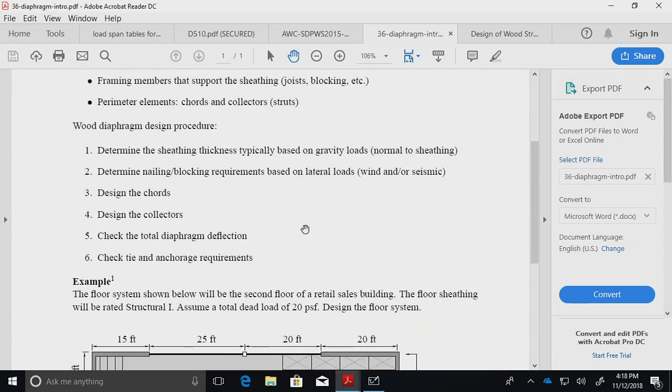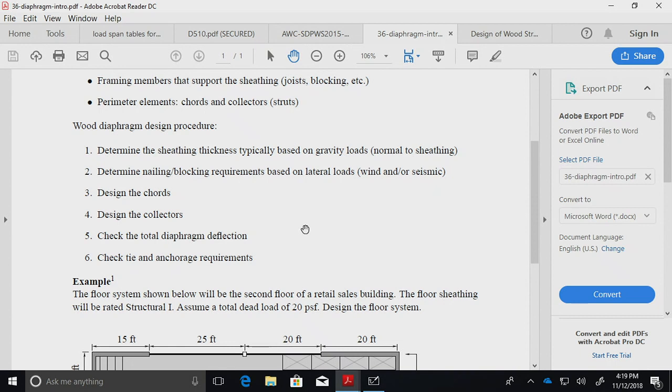And we should follow the stated design procedure as shown here. First, we have to determine the sheathing thickness based on gravity load, which is normal to the sheathing. It is the same schedule as we have done for structural panel design. Secondly, we have to determine the nailing or blocking requirement based on wind load and seismic load.